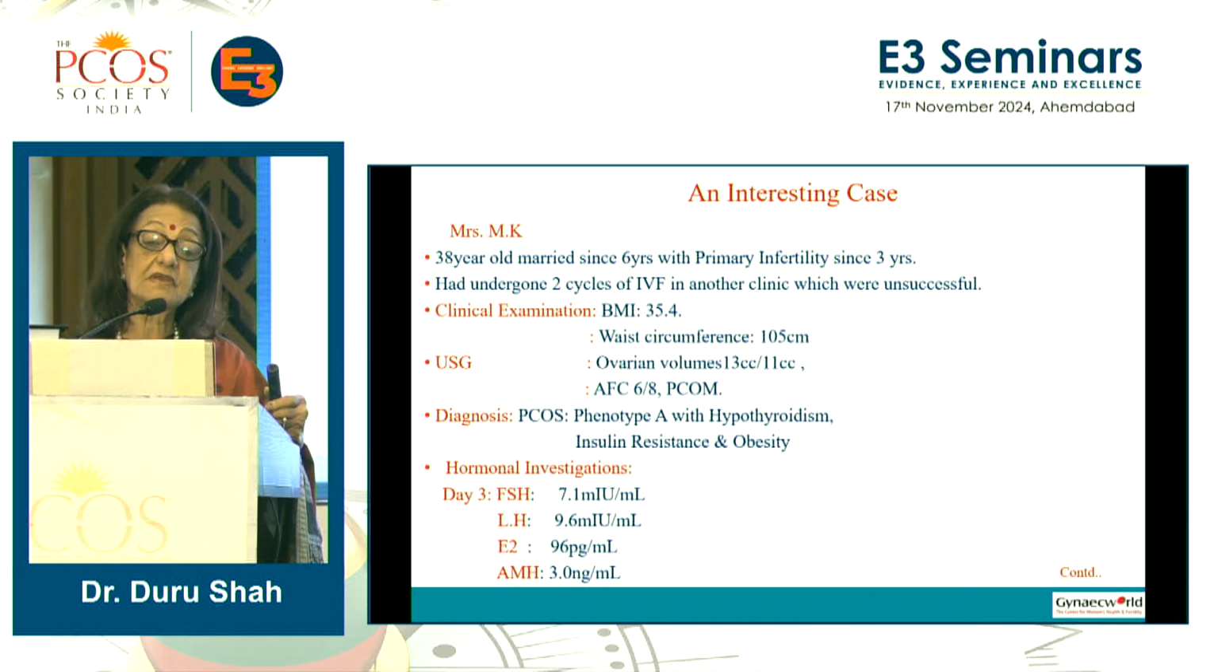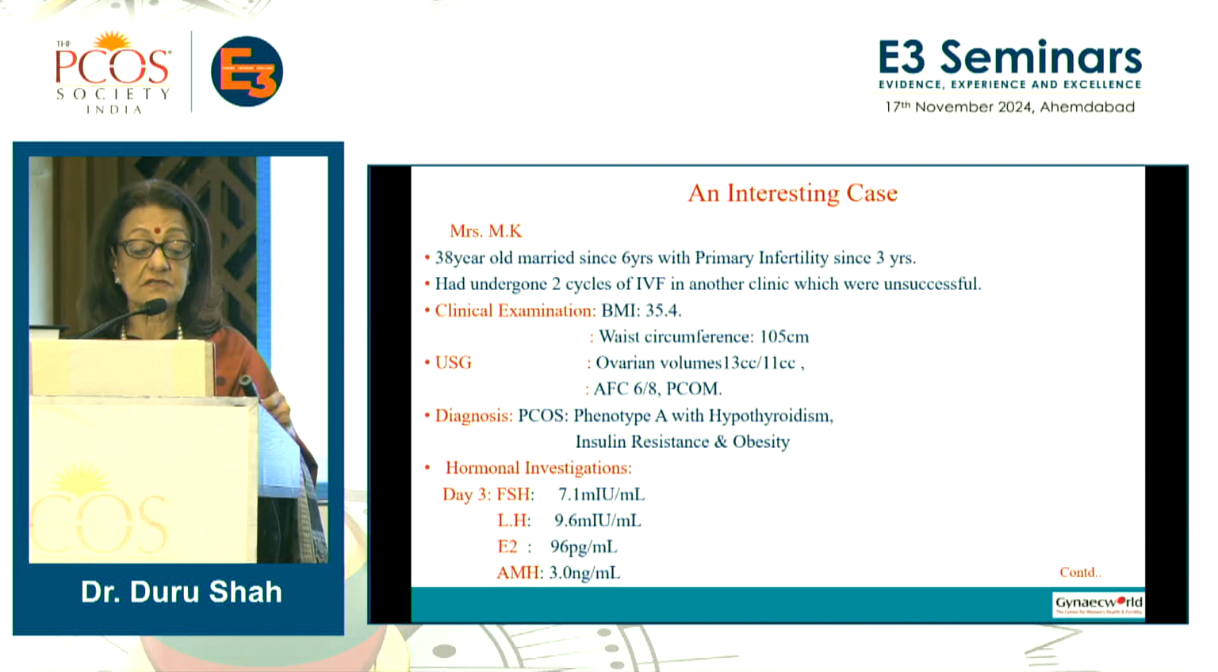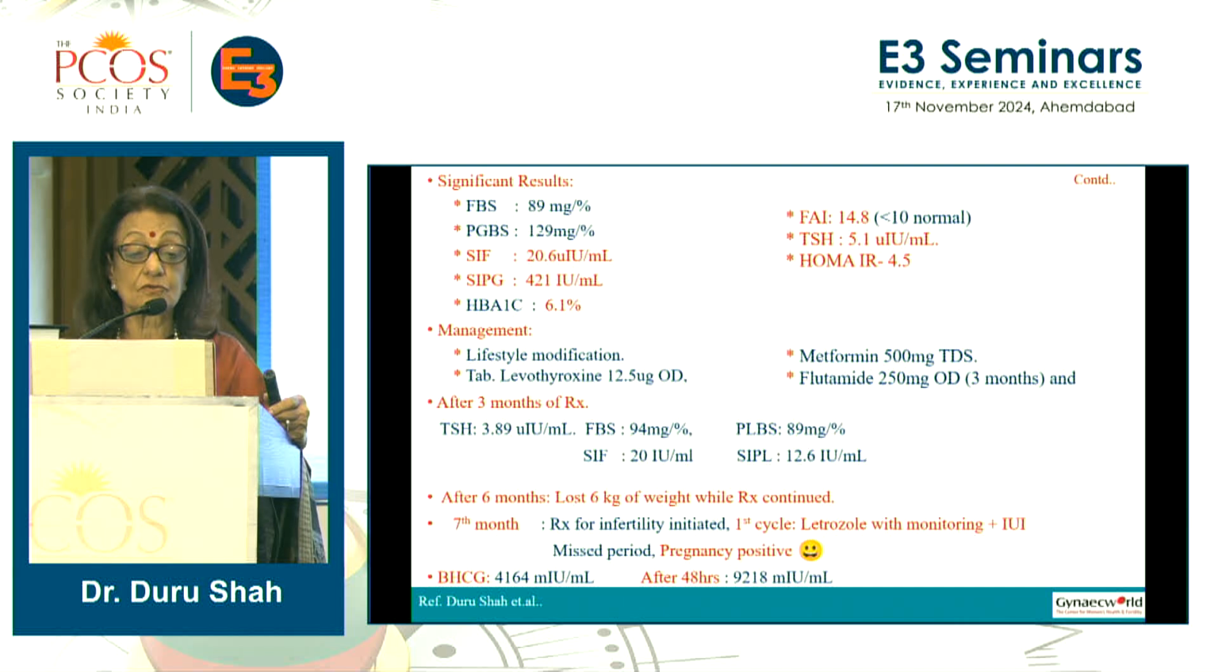It tends to remain high even as she grows older, and that is why you may find that in this lady the volume was high but the number of follicles was less. She was a phenotype A, meaning she had all 3 parameters. With hypothyroidism, she had insulin resistance and obesity. If you see her FSH, LH, LH is high, E2 was high on day 2 or 3 of the cycle, AMH was 3 nanogram, which is quite high for a 38-year-old woman.